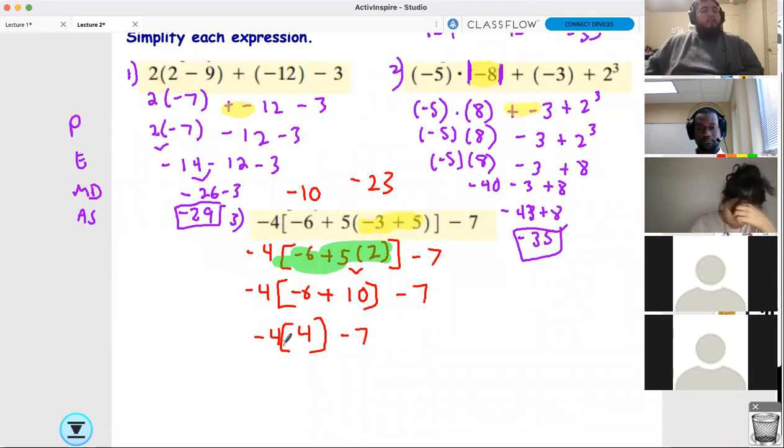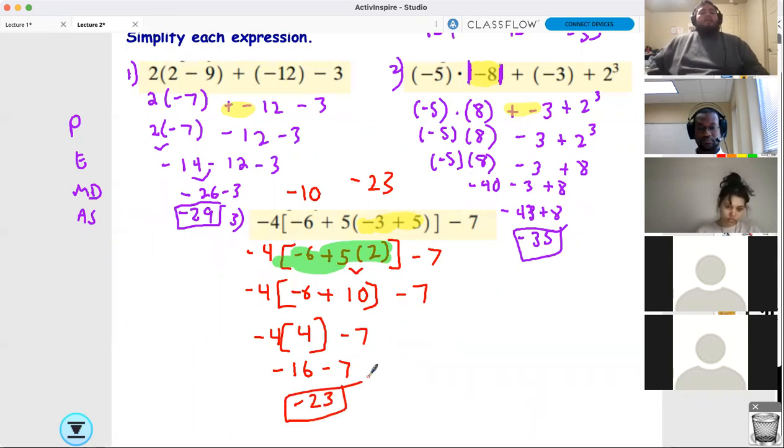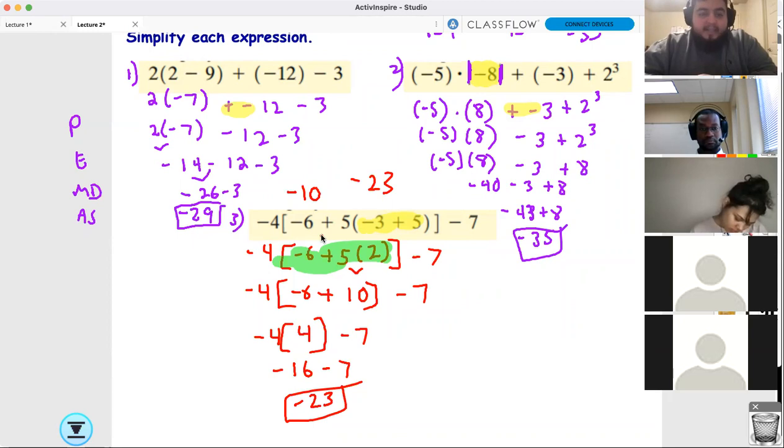So now we have -4 times 4, class. What's -4 times 4? -16. Bring down the -7. -16 minus 7 is -23. And we are done. Does everyone see how the third one is broken down? What questions do we have about these practice problems? Any questions at all?